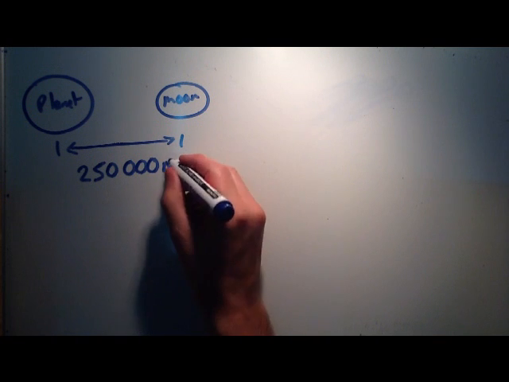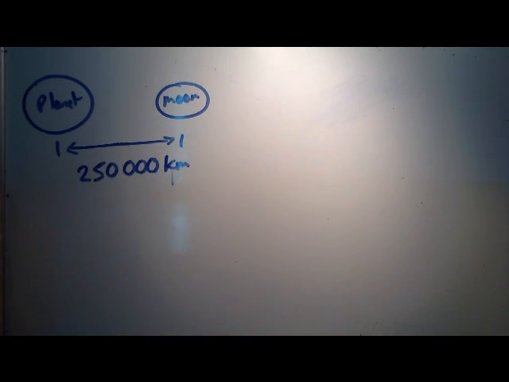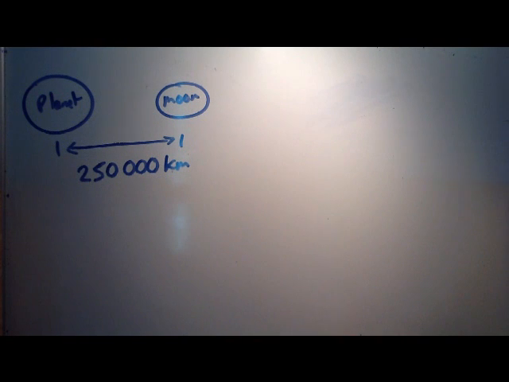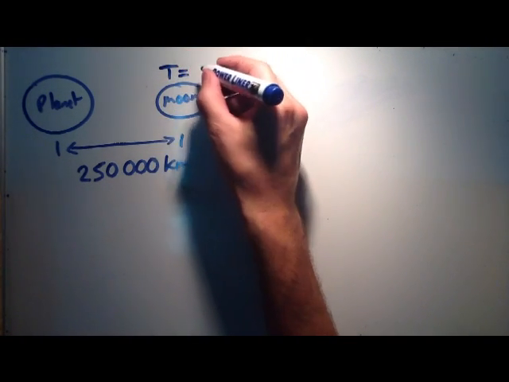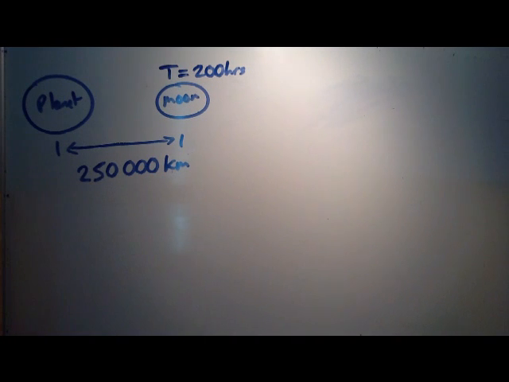250,000 kilometers from center to center. Okay, so that moon is traveling in a circular motion around that planet. As soon as you see the term circular motion, you should immediately start thinking about centripetal force. We know the time period of that moon, T, is equal to 200 hours.